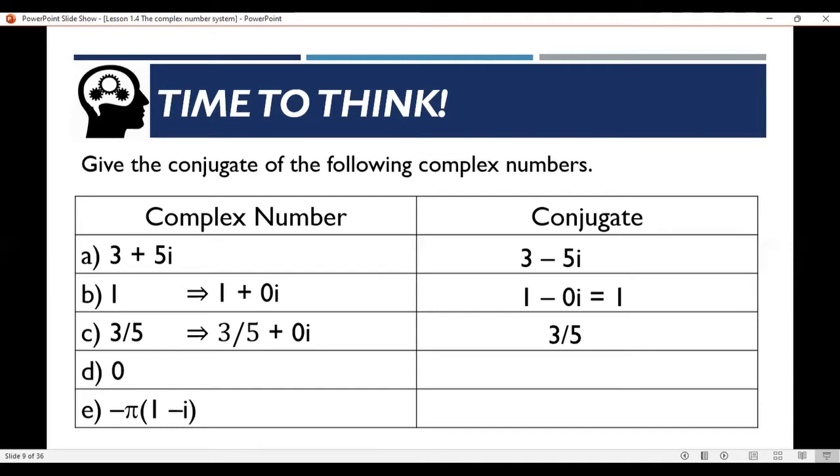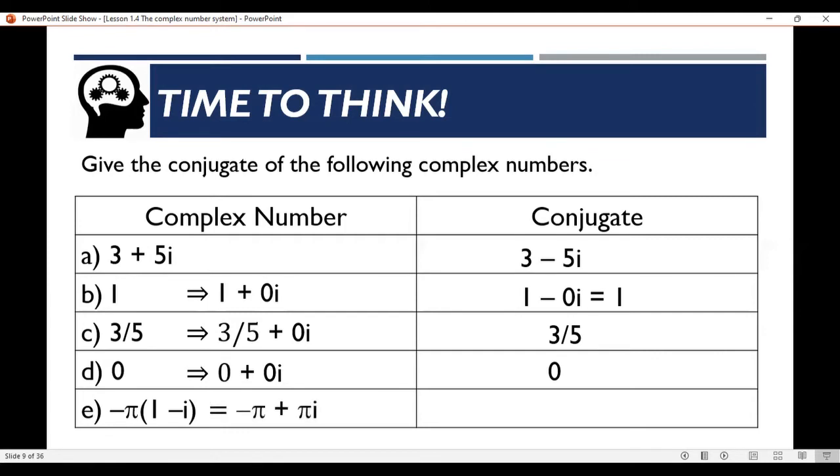Conjugate. The letter E, negative pi quantity 1 minus I. What is its conjugate? Negative pi minus pi I. The real part does not change. Your real part is negative pi.